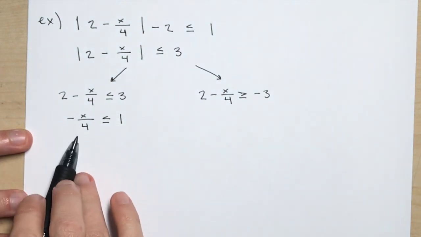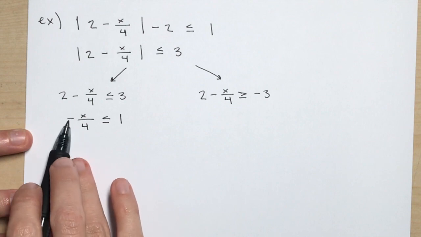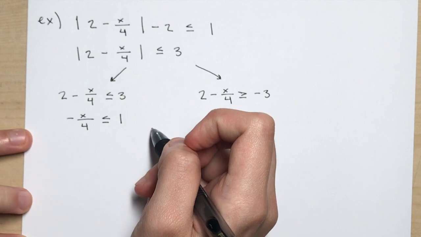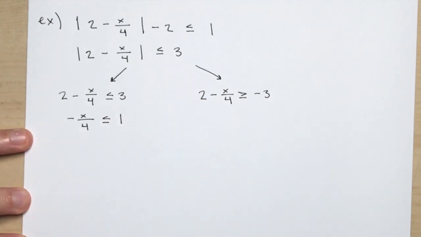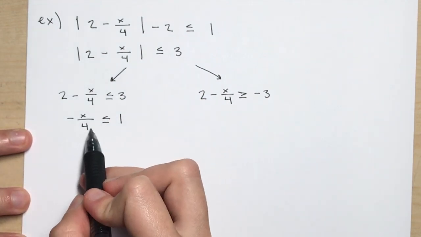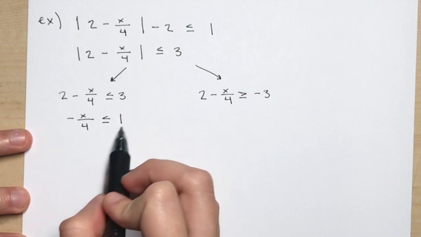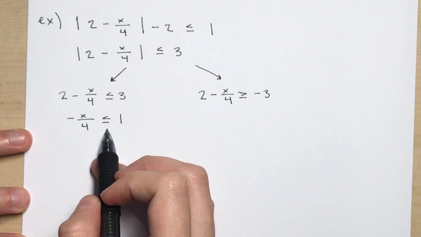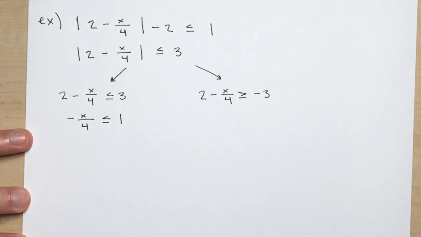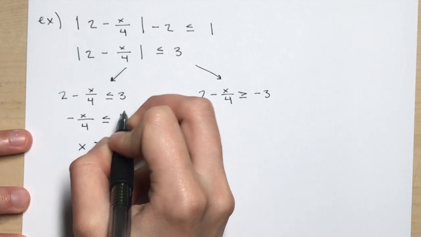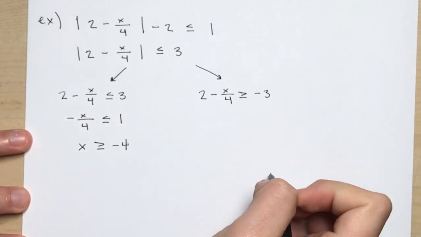Now, when I'm solving for x here, I want to get rid of the 4, and I also want to get rid of the negative. I can do that by multiplying by negative 4, right? Then I would have x on this side. But when I multiply or divide by a negative with an inequality, what do I have to do? I have to flip the sign, right? So I've got x is greater than or equal to negative 4.